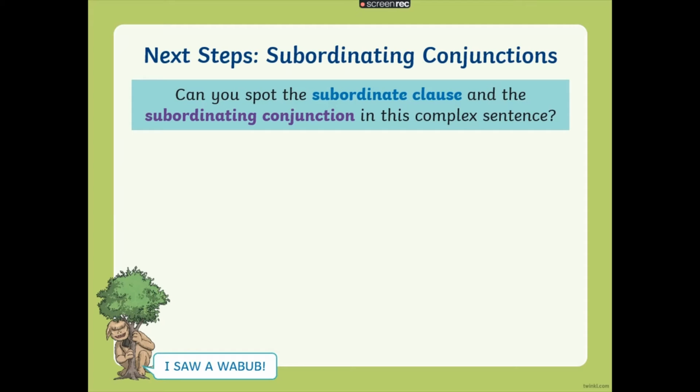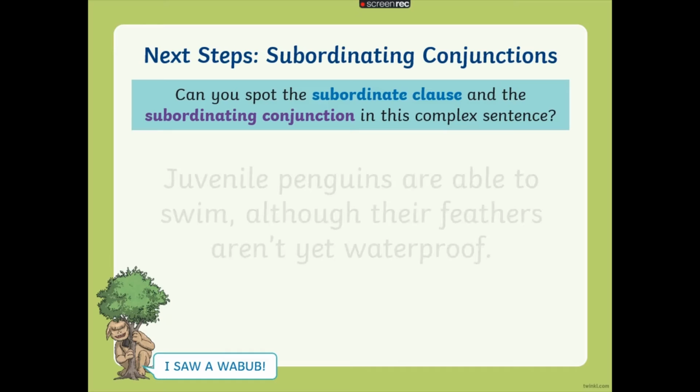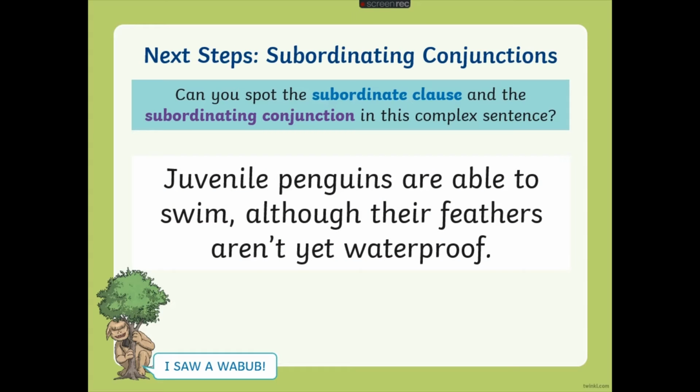So, can you spot the subordinate clauses and subordinating conjunction in this complex sentence? Juvenile penguins, it's like young penguins, are able to swim, although their feathers aren't yet waterproof. Where's a subordinate clause and where's a subordinating conjunction? Well, there's a subordinate clause, and the subordinating conjunction is indeed although.